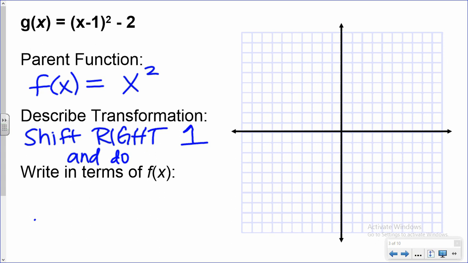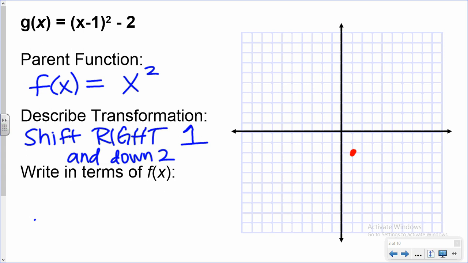Okay, we're going to go down 2. So those coordinates that I pointed out, really let's just think about the vertex, right? Our vertex is normally at 0, 0. We're going to shift it right 1, down 2. I need to see that coordinate.